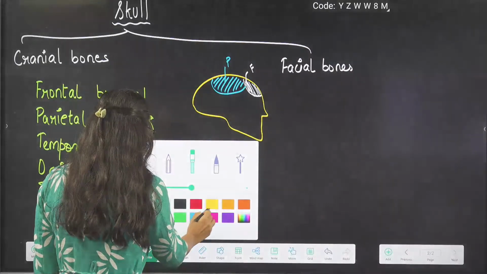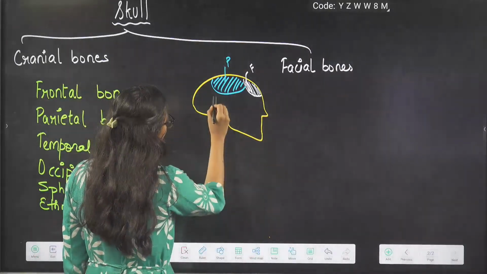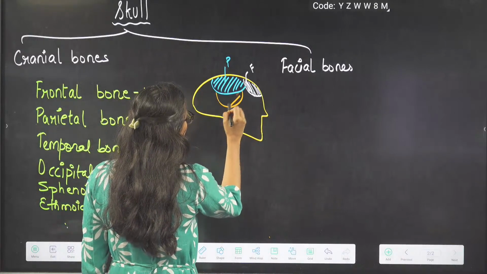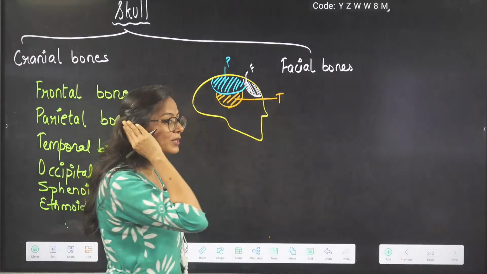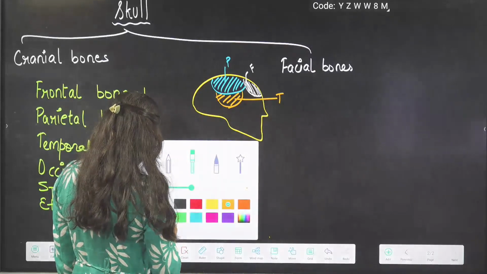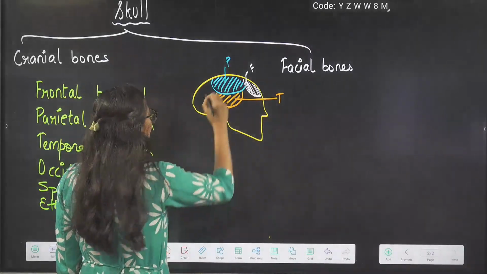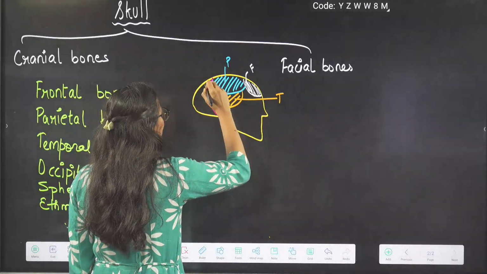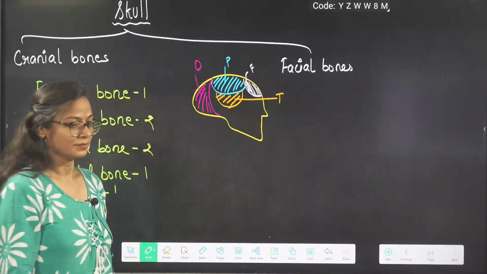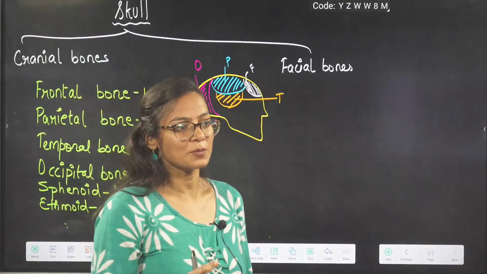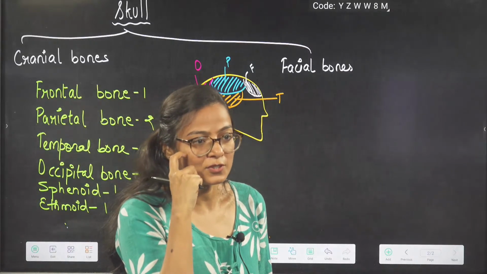Then below parietal, which bone will be there? Tell me. Here, near the ears. This is temporal, right? And then lastly, this part, which bone is this? This is the occipital bone, right? So two parietal, two temporal, and occipital and frontal only one.